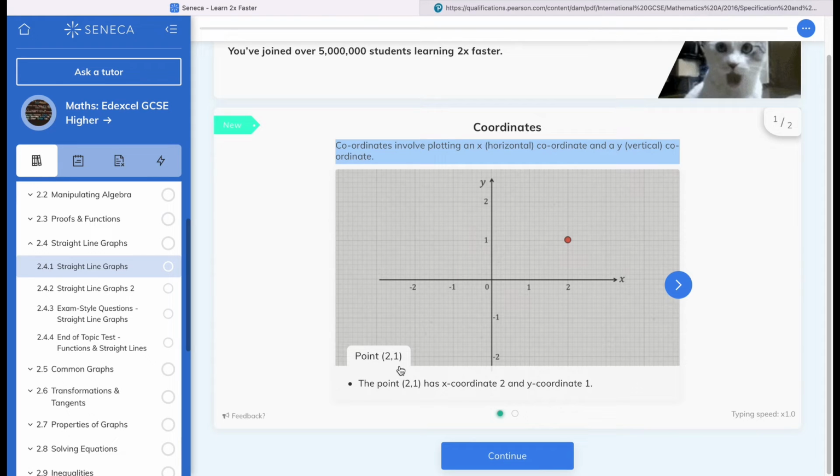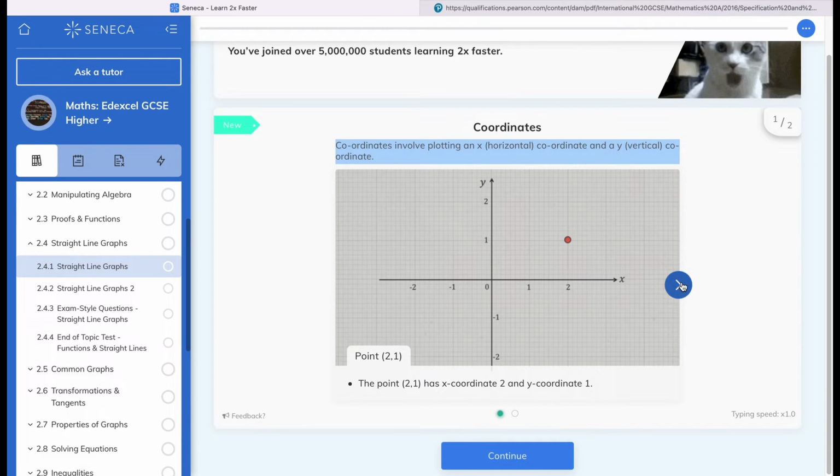It's showing an example here. So it's showing the point (2, 1), which is over here, and there are images there to illustrate what's going on. The point (2, 1) has an x coordinate at 2, which is the horizontal, and the y coordinate at 1, which is the vertical. So we know our horizontals and verticals. You've got the 1 over here, and we've got the 2 over here.